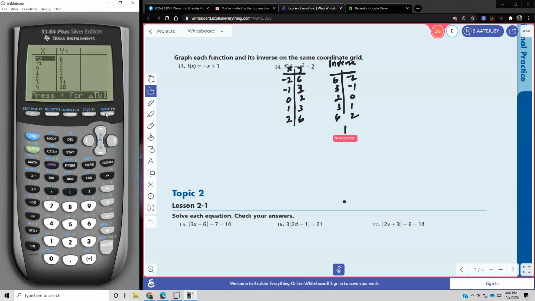So let me go ahead and draw my y-axis and draw the x-axis. So we have negative 2, 1, 2, 3, 4, 5, 6, so it's 6 here. Negative 1, 3, 0, 2, 1, 3, and then 2, 6. So it's going to look like this. Of course, it's a parabola.